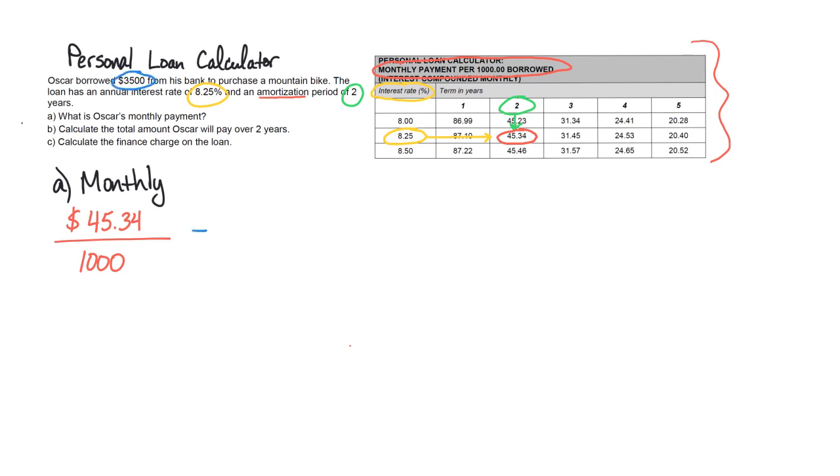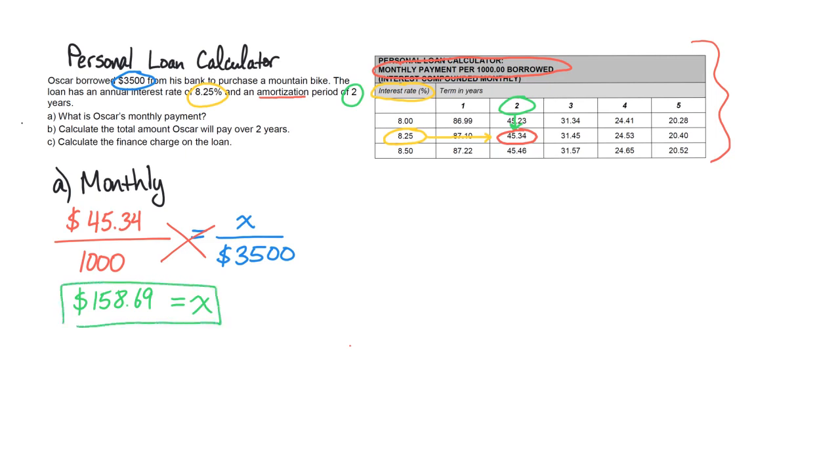He borrowed $3,500. So I need to set up a ratio to figure out how much he should pay if he borrowed $3,500. Now that I have two fractions, I can cross multiply and divide, and I can see that my monthly payment, according to my calculator, will be $158.69.